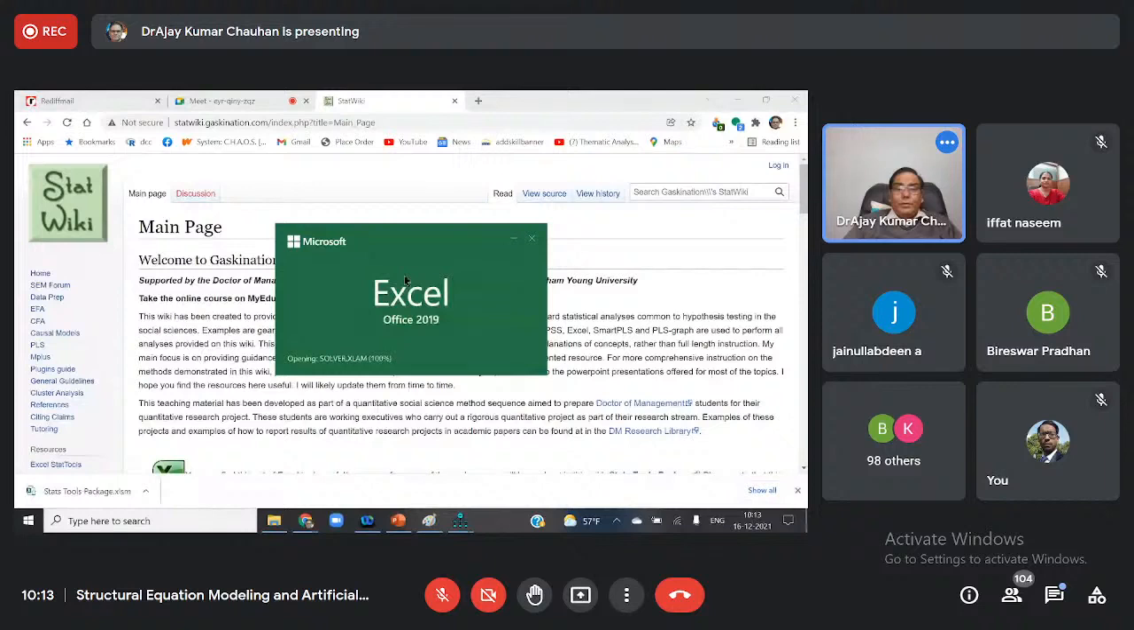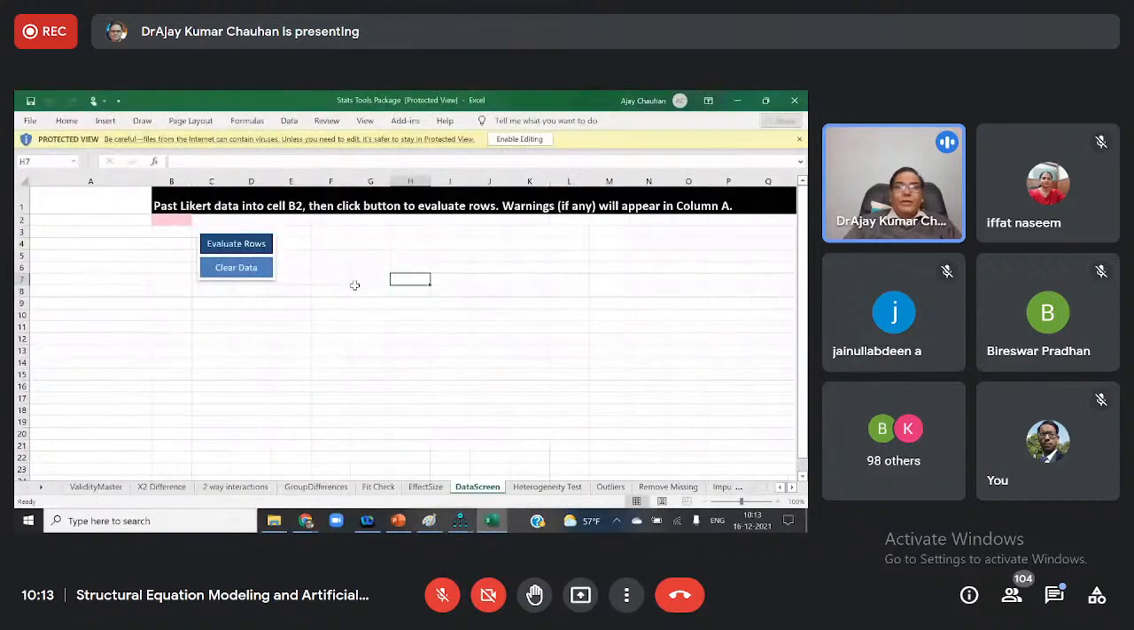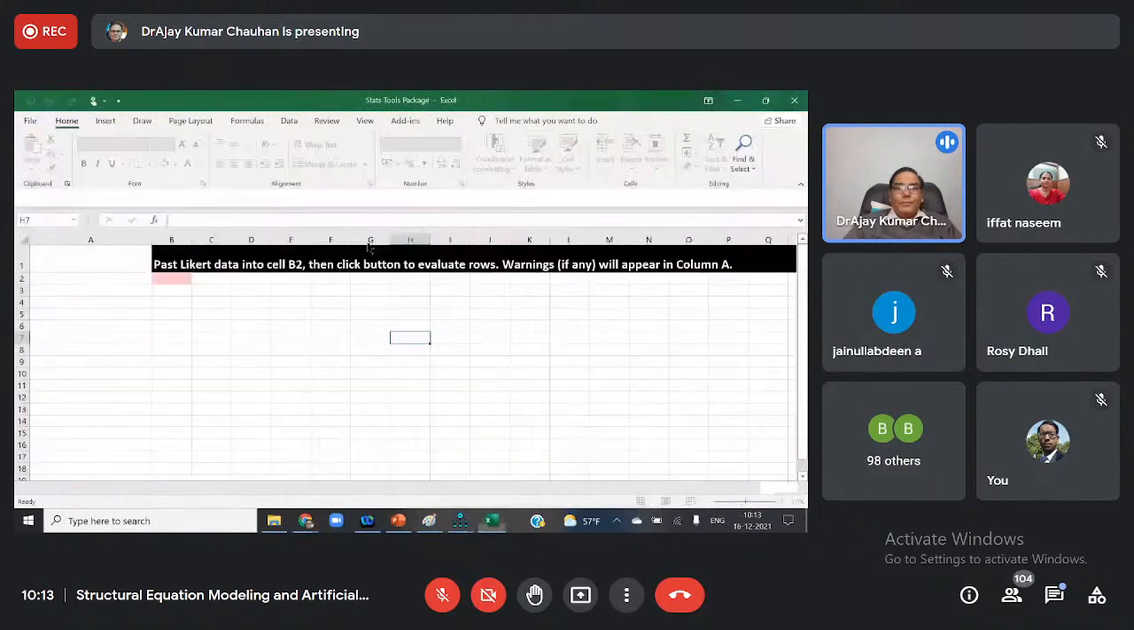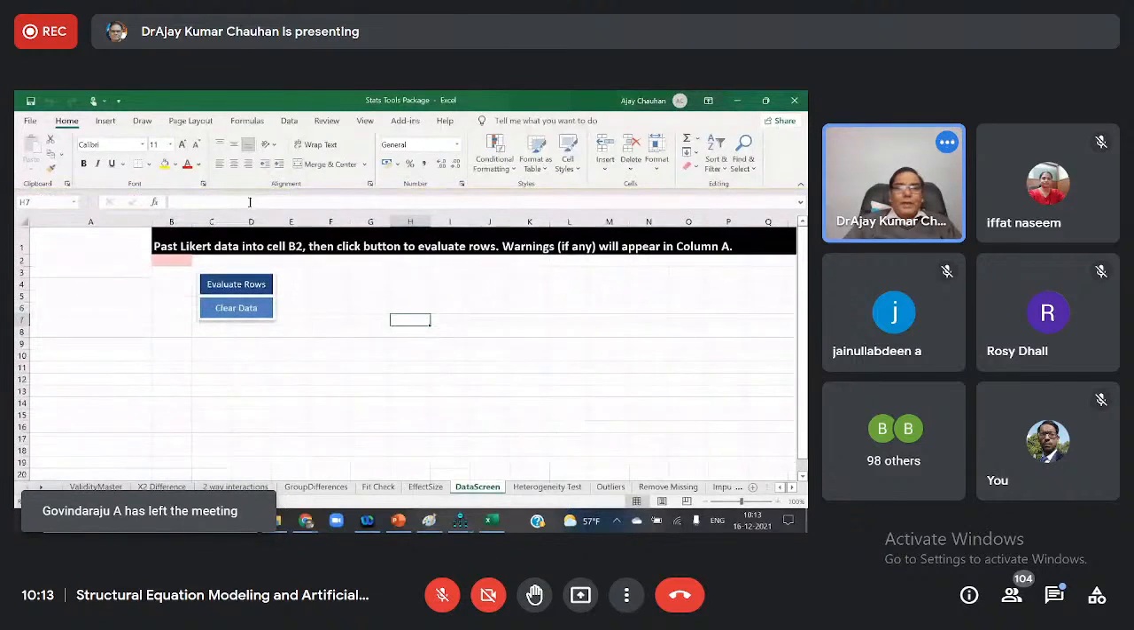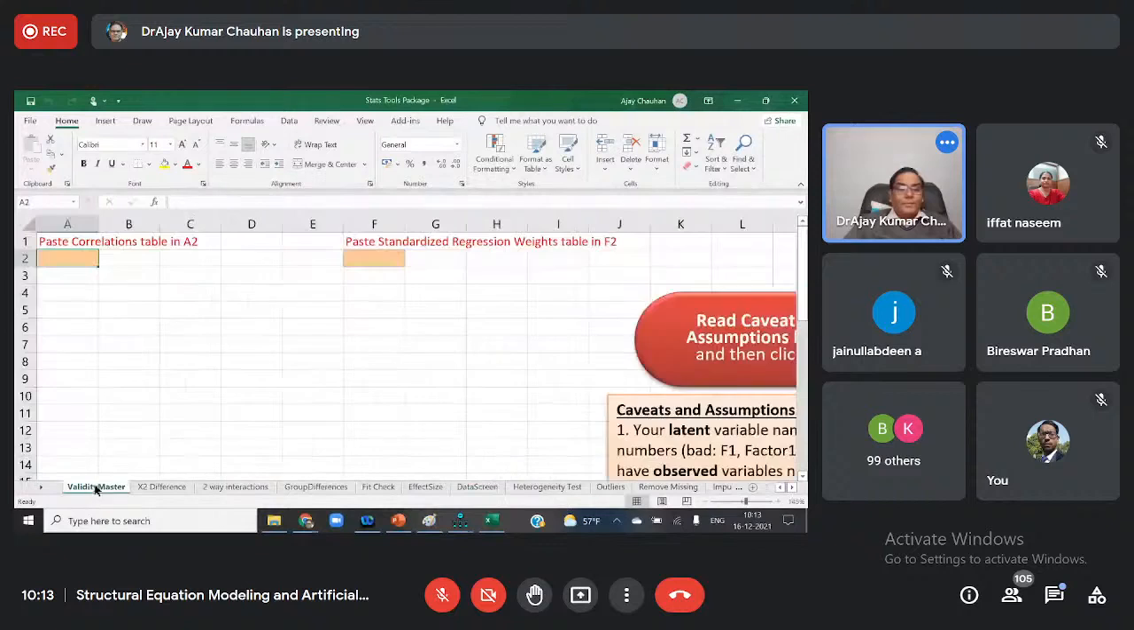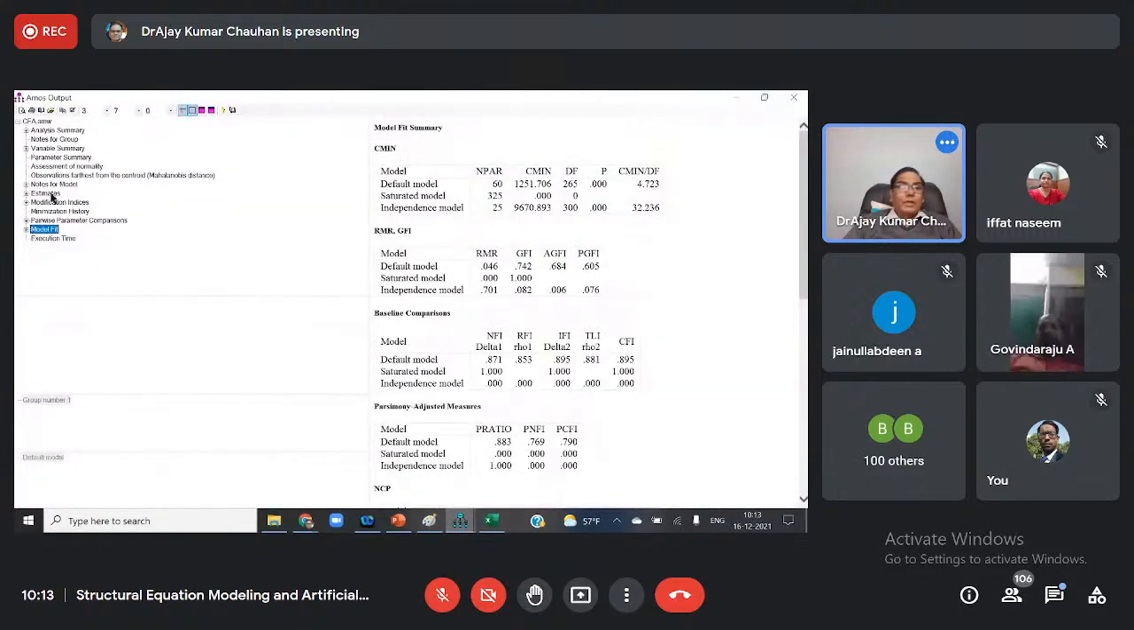So this Excel file is very, very useful for SEM. And I am using this calculator. The first option is called Validity Master. So I'm opening the Validity Master. So this is saying that you need 2 tables. You need to copy and paste 2 tables here. And then I will go calculate the validity.